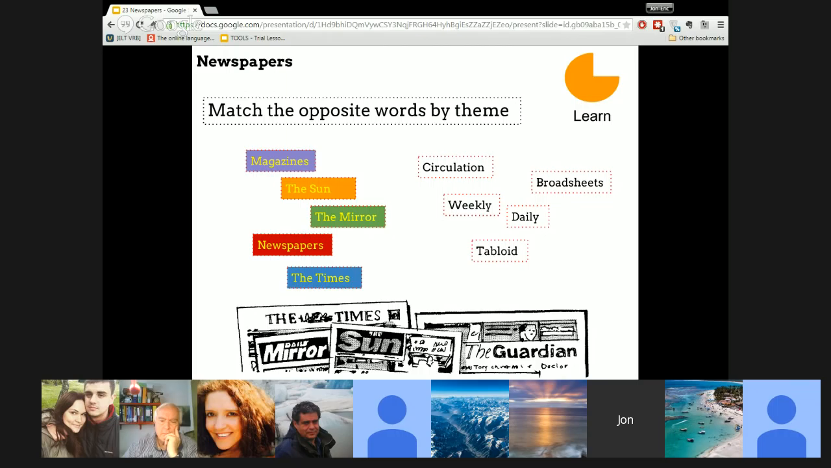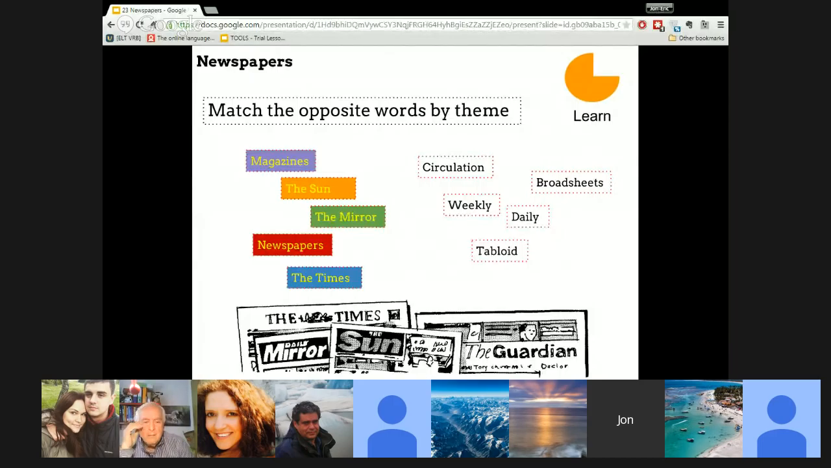If it's serious, are the articles long or short? And that's the key. Long articles. Therefore, it's a broadsheet because broad means big. A big sheet of paper is a broadsheet. And that gives you the idea that it's serious because the articles are longer and therefore more in depth. That's the idea. So tabloids are smaller with pictures. Broadsheets are bigger with more text.